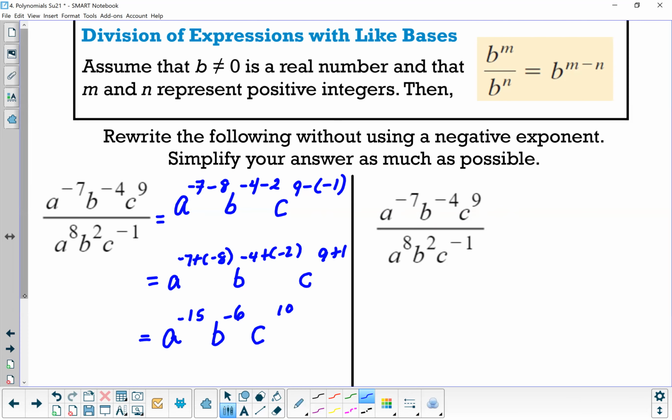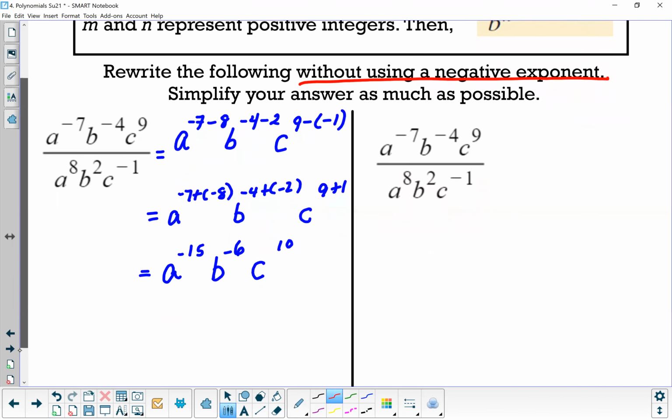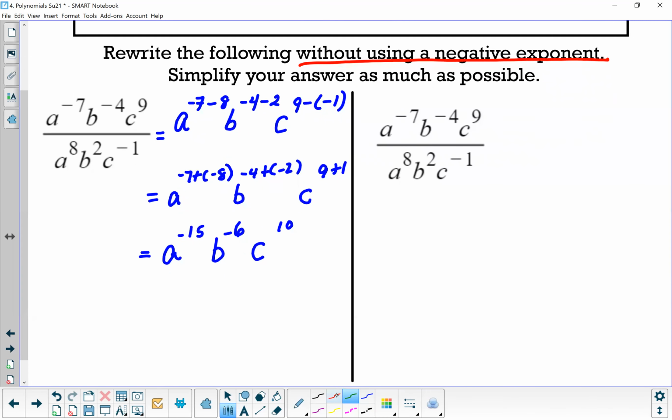Okay, so now we know that we have to write our answer without using negative exponents. All right, so I'm going to take the reciprocal of a to the negative 15 and b to the negative 6. All right, so that's going to give me c to the 10th divided by a to the 15, b to the 6th.